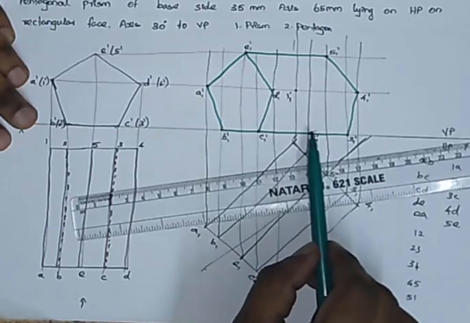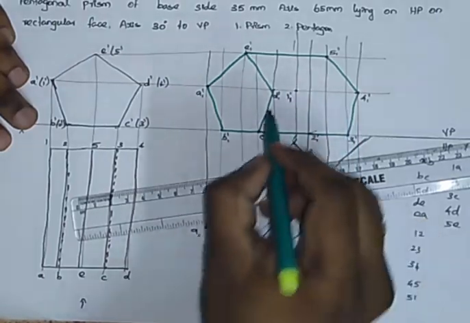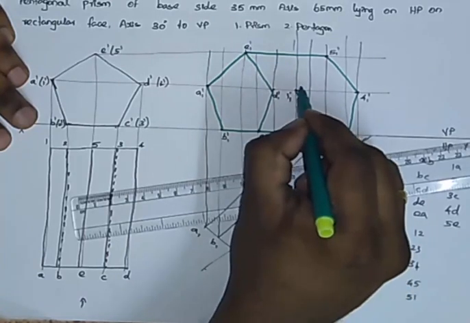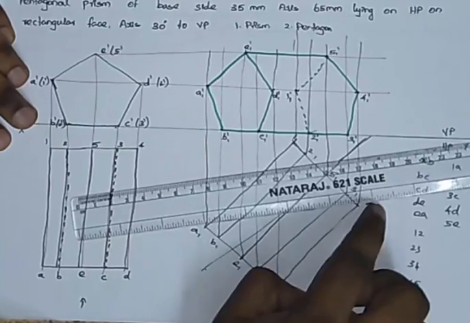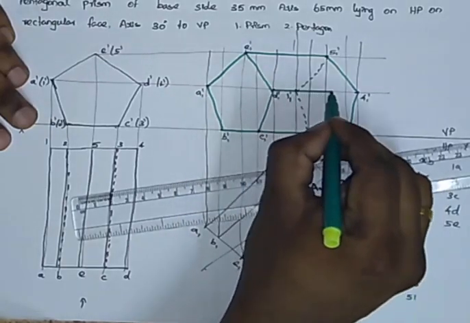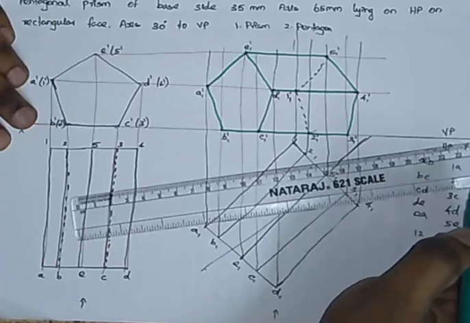Already edges 2, 3, 3, 4, 4, 5 are visible. So make 1, 2 and 1, 5 as invisible edges. Now go for the longer edge. So only visible longer edge here is 4 to D. So make 4D as the dark edge. All other longer edges are invisible.